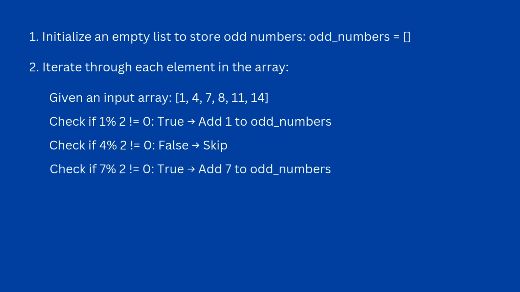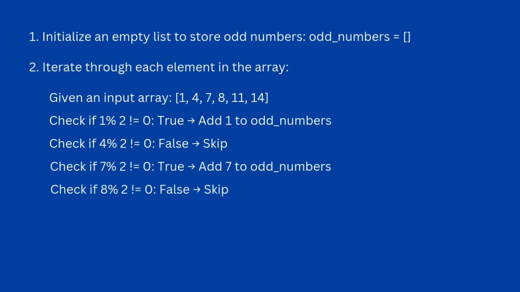The third element is 7. Check if 7 modulo 2 is not equal to 0, which is true, so it will be added to odd numbers. The fourth element is 8. Check if 8 modulo 2 is not equal to 0, which is false, so this will be skipped.